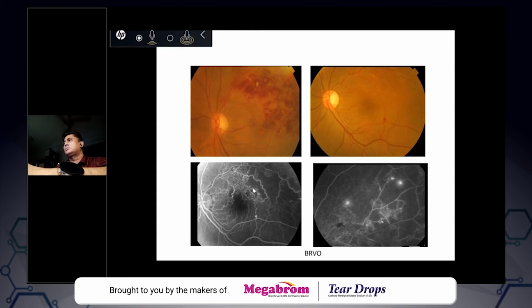Then you see the extensive capillary non-perfusion areas here. You will see the anastomosis of this vessel with the superior vessels. You can see a few microaneurysms. So you can see collaterals, and microaneurysms in the capillary non-perfusion areas. You can see new vessels developing. So that is branch retinal vein occlusion. In branch retinal vein occlusion, you should wait for some time after the fluorescein injection to get a good quality angiogram.